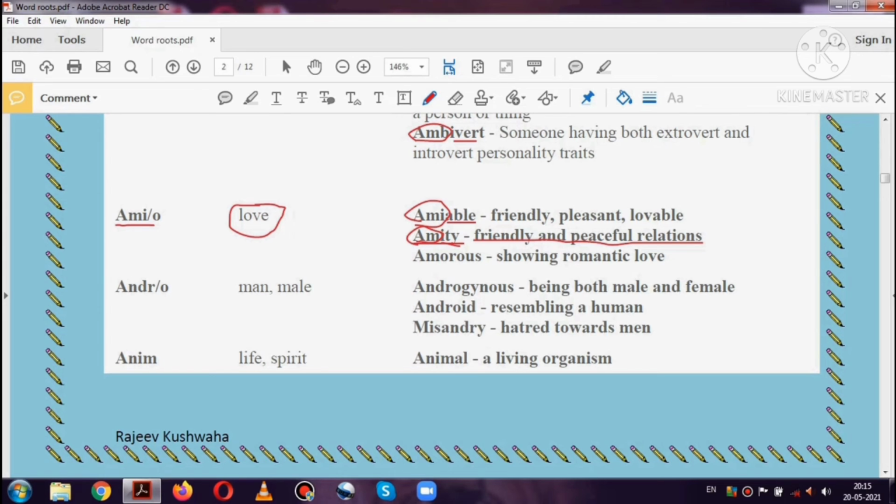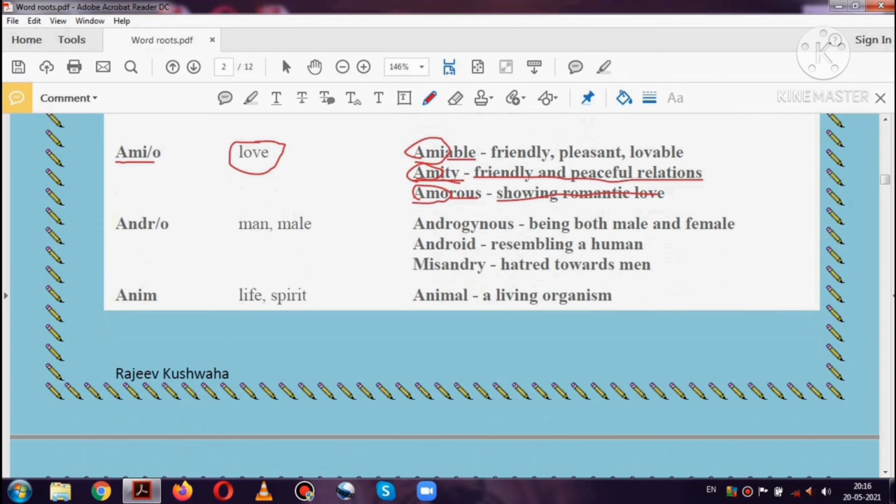The next word is amorous. Again amo means love and ous means full of. So amorous means showing romantic love, which is very important. It's asked in the one word substitution.